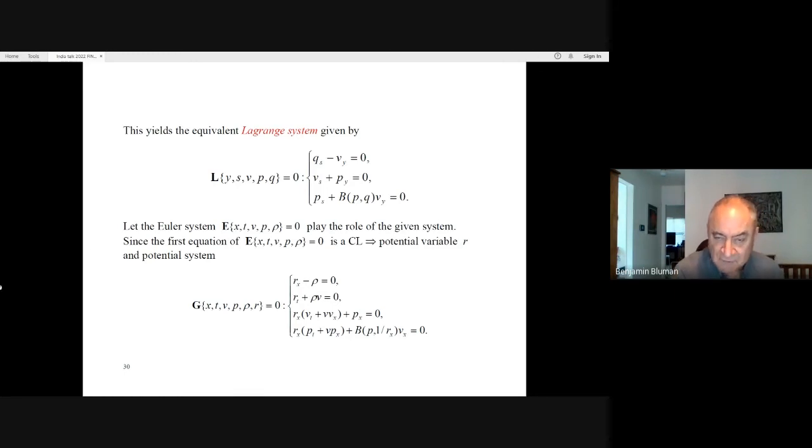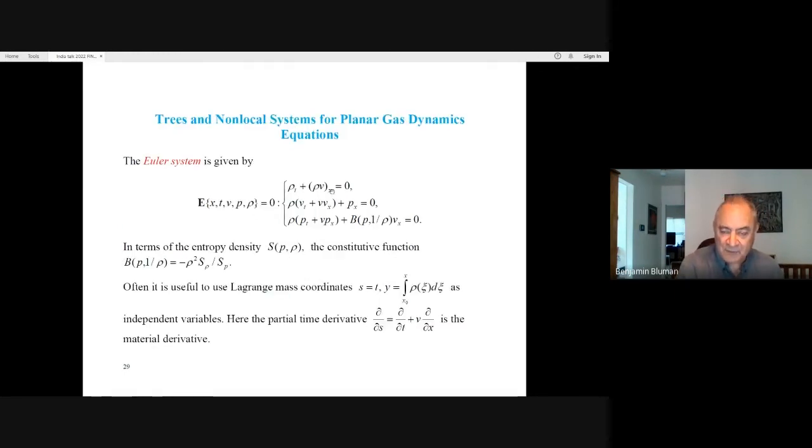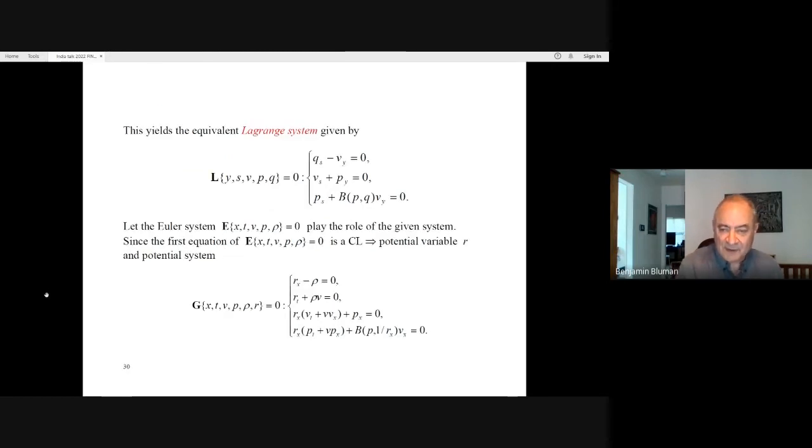Since the first equation, let's go back here, the continuity equation, the conservation of mass equation, is a conservation law itself, from that we can introduce a potential variable R. R_x equals rho, R is playing the role that I used to call V. R_x equals the density, and R_t is minus the density times velocity. So we get a system G. This is the potential system, and the relationship is not one-to-one to the Euler equation.